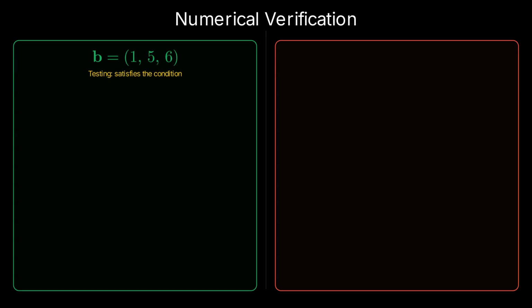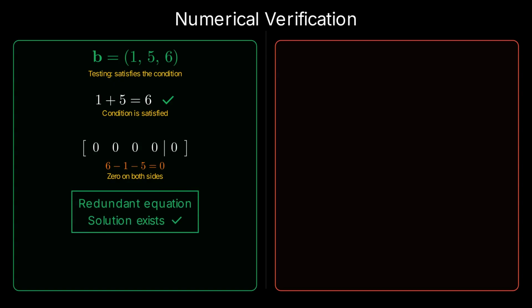First, take B equals (1, 5, 6). Check the condition. 1 plus 5 equals 6, which matches B3. The condition is satisfied. The last row of elimination gives 0, 0, 0, 0 on the left side and 6 minus 1 minus 5, which is 0, on the right side. There is no contradiction, so a solution exists. This last row is simply a redundant equation.